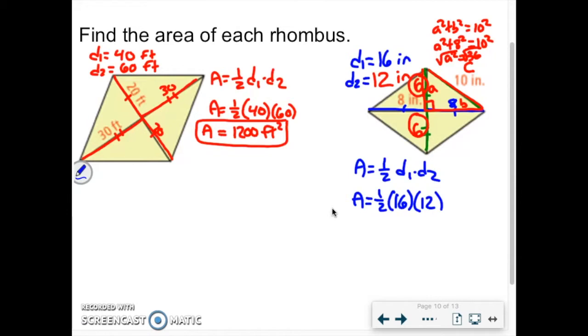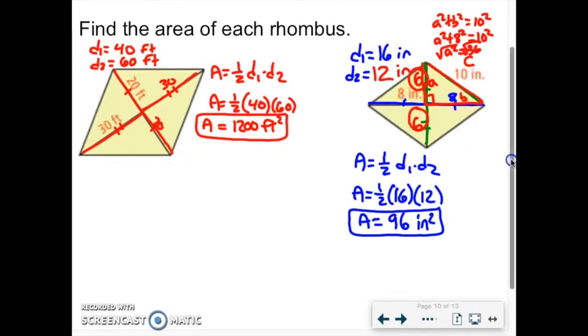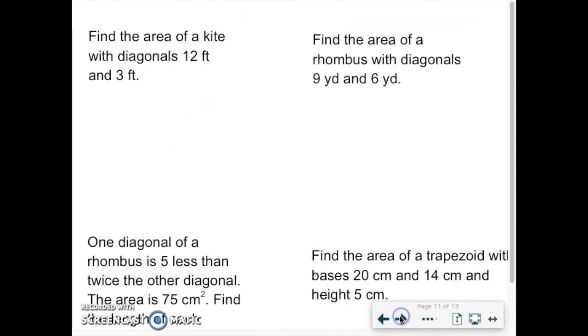Or you can just punch it all in at once, and we're ready to get our final answer. So that's going to be 1/2 times 16 times 12, giving us 96 square inches. That one was a little bit tougher because we didn't know one of the diagonals, or even a piece of one of the diagonals, and we had to use Pythagorean theorem, some right triangle review, to figure that out. These ones should be a little bit more straightforward.